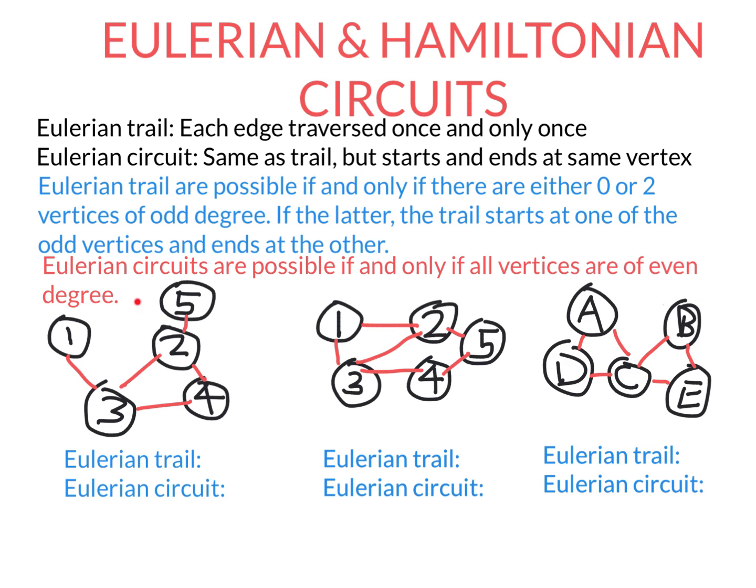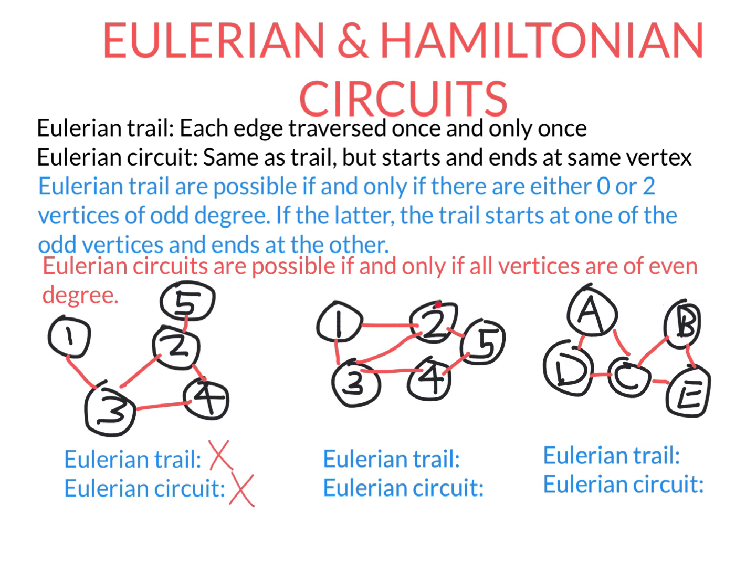So let's look at an example here. We're going to determine whether an Eulerian trail and an Eulerian circuit are possible in this network. Now we can see here that 1 has degree 1, 5 has degree 1, 3 has degree 3, 2 has degree 3. In this network, there are 1, 2, 3, 4 vertices of odd degree. So that means neither an Eulerian trail nor an Eulerian circuit is possible.